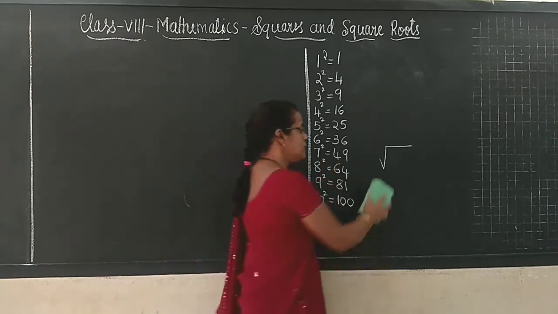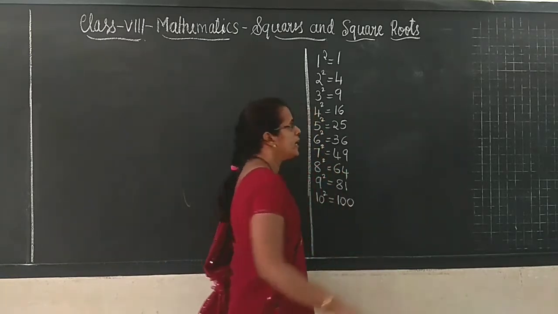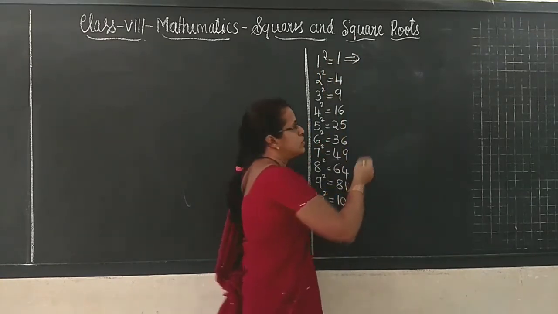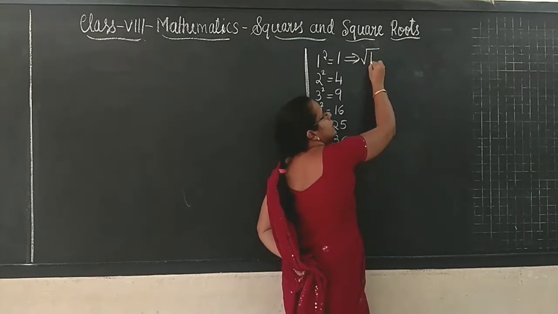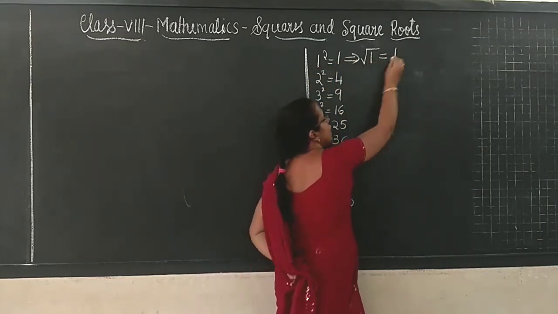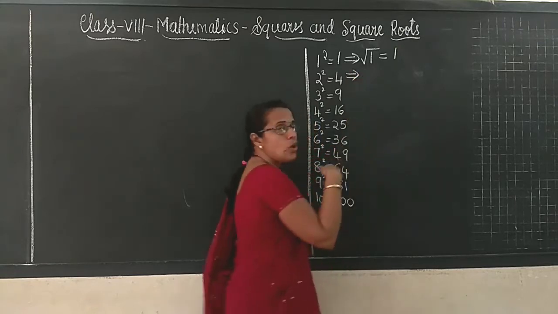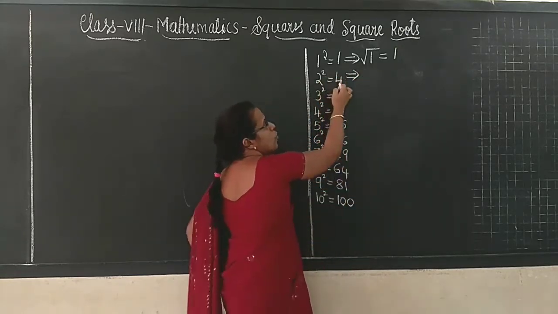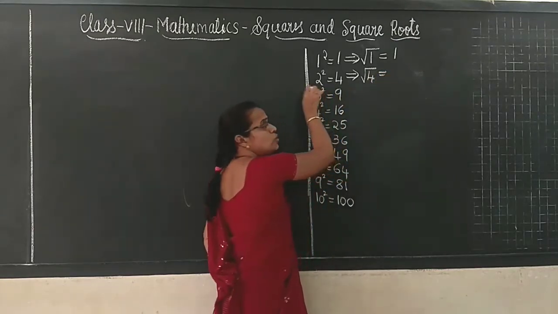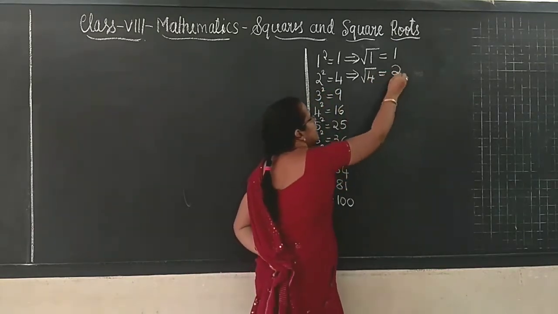Okay, so that means, how can I write the square root? See here, square goes, square root comes. Square root of 1 is 1. Then square root of 4, square goes, square root comes. What is the square root of 4? 2. Okay, easily we can write that.